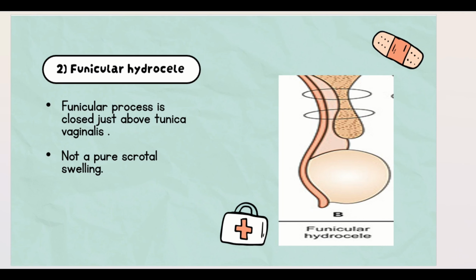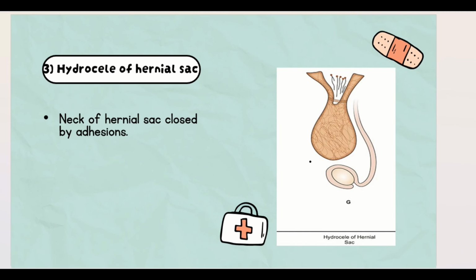Coming to funicular hydrocele. Now, what is funicular process? It is nothing but the middle part of the processus vaginalis. So, if the funicular process is closed just above the tunica vaginalis, here you can see just above the tunica vaginalis, the funicular process is closed, and it is basically an inguinal swelling rather than a scrotal swelling. And this funicular hydrocele is very rare.